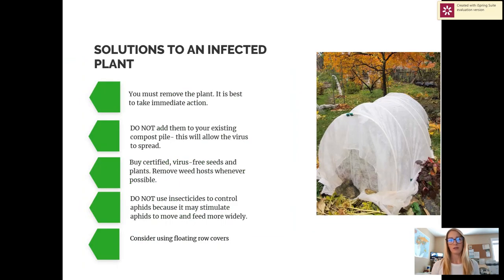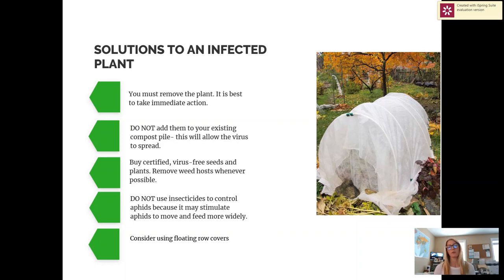So solutions, what can we do? If you notice that your plant may be infected with a mosaic virus, there isn't much that can be done. Unfortunately, no cure is yet known by botanists. This is because the virus attacks the plant cells at the very core, and once they're infected, a plant will have that virus for pretty much the remainder of its existence. So that's why it's best to take immediate action. Once you're sure that your plant is infected, you want to carefully remove it. You do not want to add it to your existing compost pile because this will only allow the virus to spread. Instead, you must destroy all infected plants.